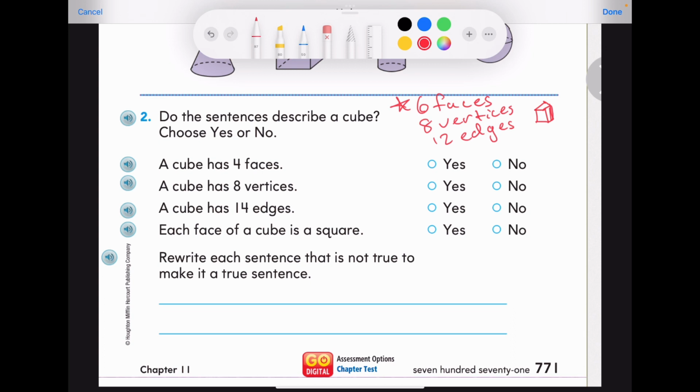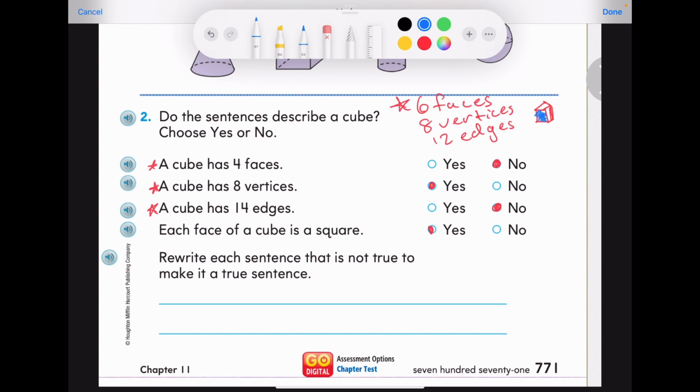So this first one says a cube has 4 faces. That's going to be a no. Second one says a cube has 8 vertices. We said it did, so yes, it does. A cube has 14 edges. No, it does not. Each face of a cube is a square. Yes, that's true. So this front part is considered a face, and yes, that is a square. So yes.